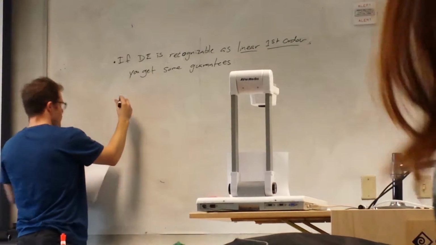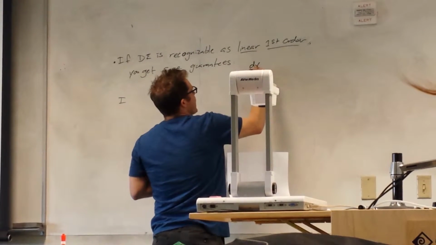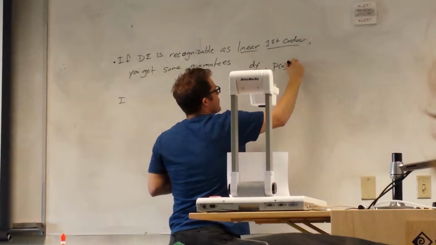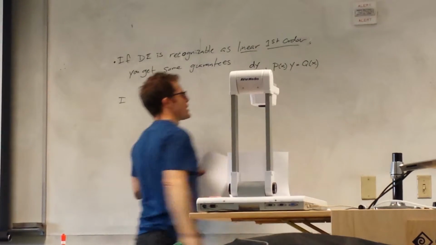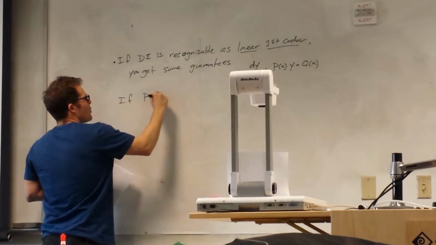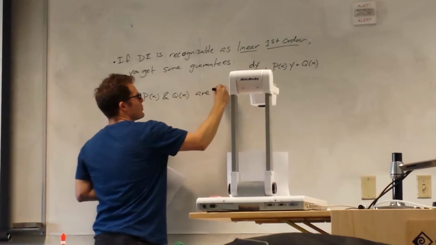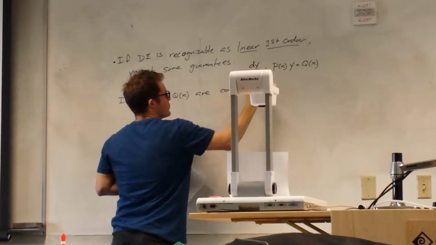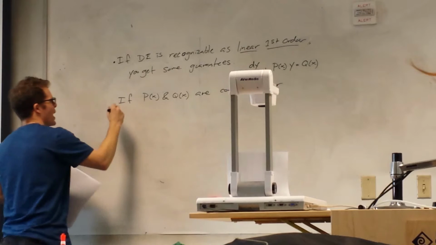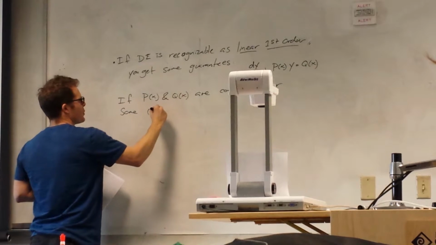So again, and by linear first order, remember it's dy dx, if we assume x is the independent variable, plus p of x times y equals q of x. Okay, so that's linear first order. So if p and q are both continuous over some interval I, and the book makes a point of saying that this is an open interval.